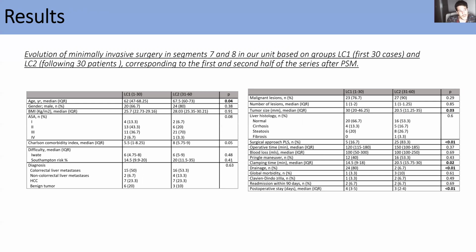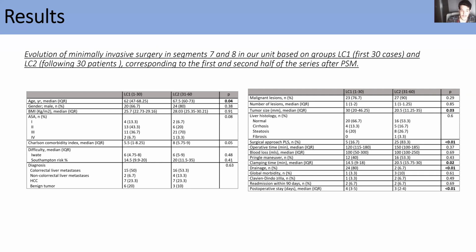We also compared the evolution of minimally invasive surgery in this segment in our unit, corresponding to the first and second half of the series after PSM, the first 30 cases with the following 30 patients. We only found differences regarding age. Tumor size was higher in the first 30 cases because we used more hand-assisted laparoscopic surgery, and there were also differences regarding surgical approach because in the second half of the series we use more pure laparoscopic surgery, so we have 83% of pure laparoscopic approaches.